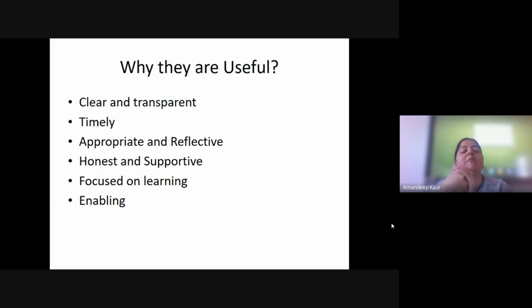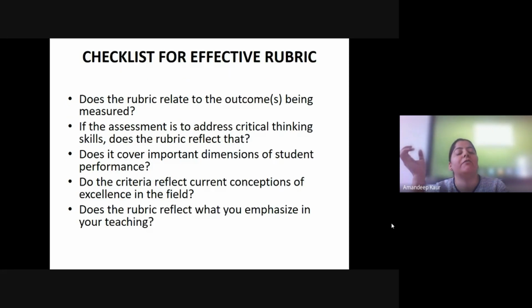So we are giving marks or grades to the student not on the basis of their face value, but on the basis of the criteria defined at departmental level. So it creates a very enabling environment of learning at the institute level. So, a checklist to design an effective rubric.